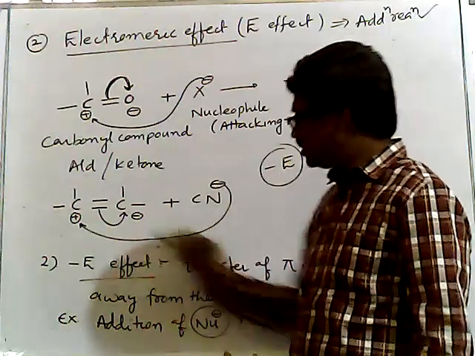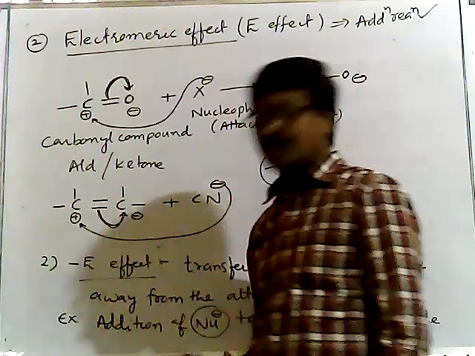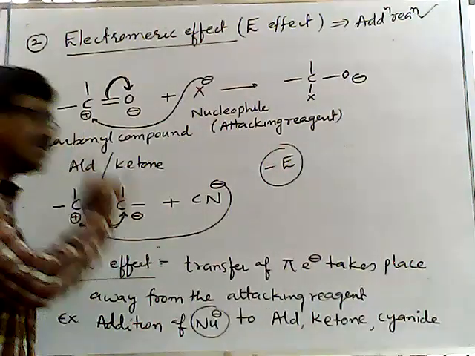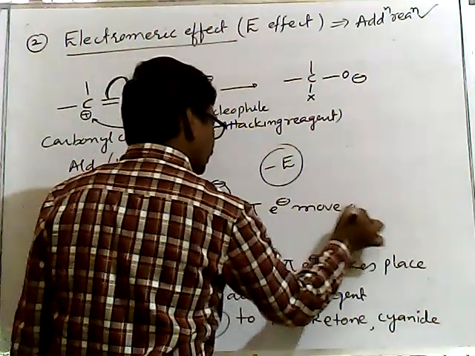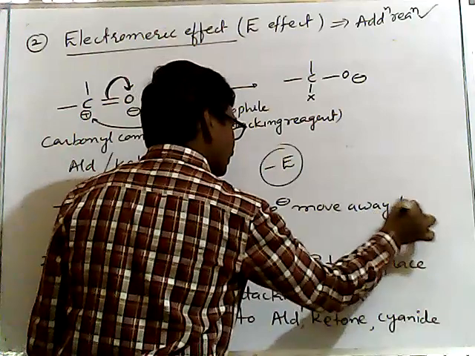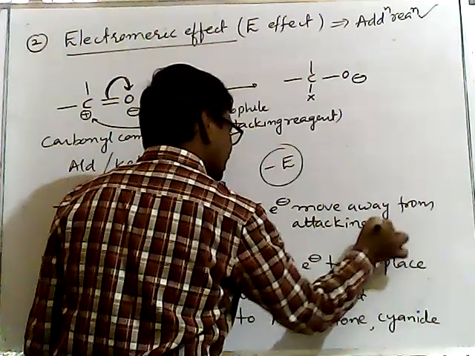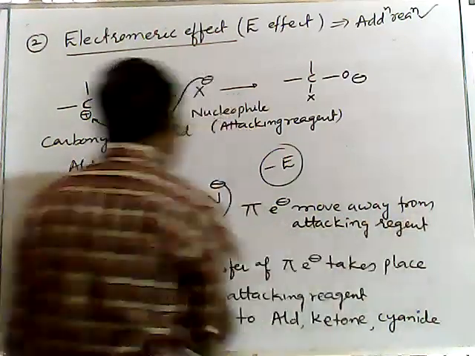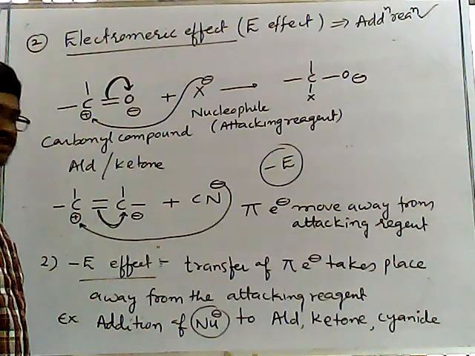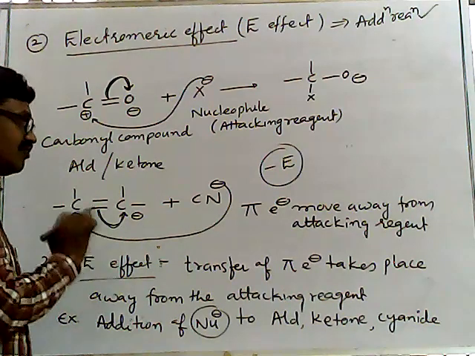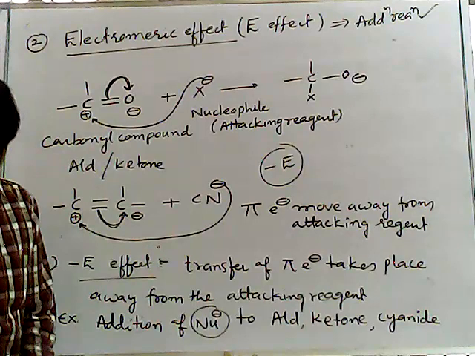Why is it so? See here, pi electrons are moving to this carbon and the attacking reagent is moving towards the other carbon. That indicates that the pi electrons move away from the attacking reagent. So from this we can say this reaction comes under minus E effect. Even though this is not the characteristic property of an alkene, based on the representation we can say it is minus E effect. So this is about plus E effect and minus E effect.